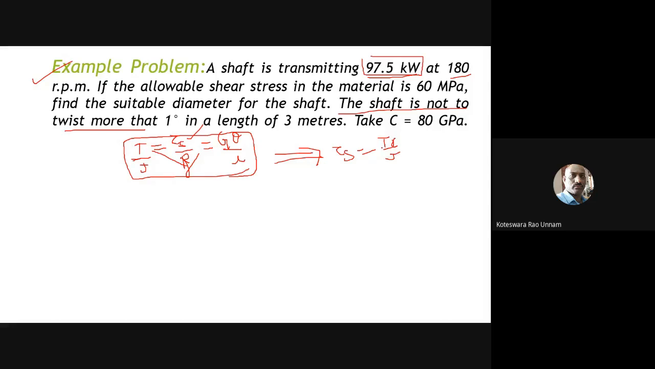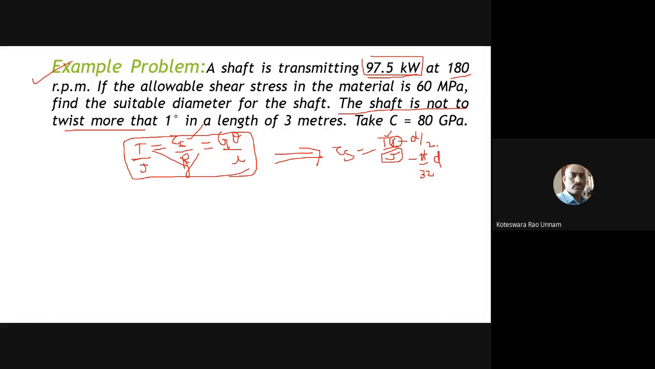If I know the torque, then r is nothing but the distance from the centroid. We have already seen in the earlier graph that the maximum shear stress occurs at the outer periphery, that is, at the outer diameter. So we need to take r as diameter by 2, D by 2. And we know J, the polar moment of inertia for a solid circular shaft, is pi by 32 into D power 4.